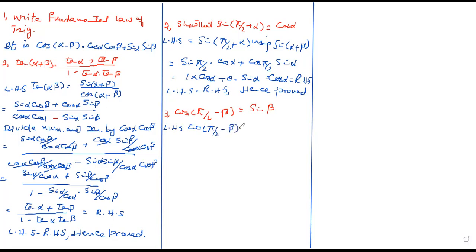Okay, so using here cosine alpha minus beta, the first formula which is written over here, okay? So it is cosine alpha cosine beta, and this is a minus, so it would be plus sine alpha and sine beta.